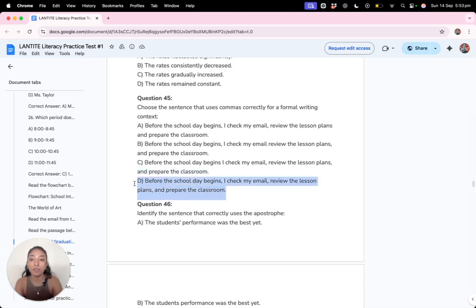And that's because, let me just highlight it. That's because this sentence correctly uses the commas to separate items in a list and after the introductory clause.